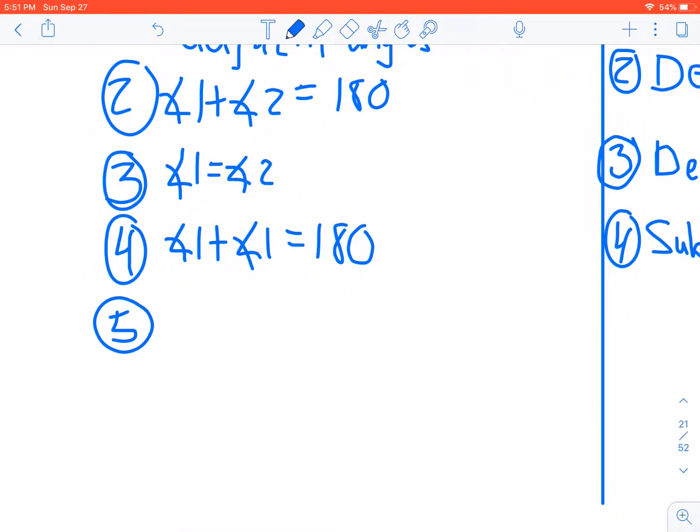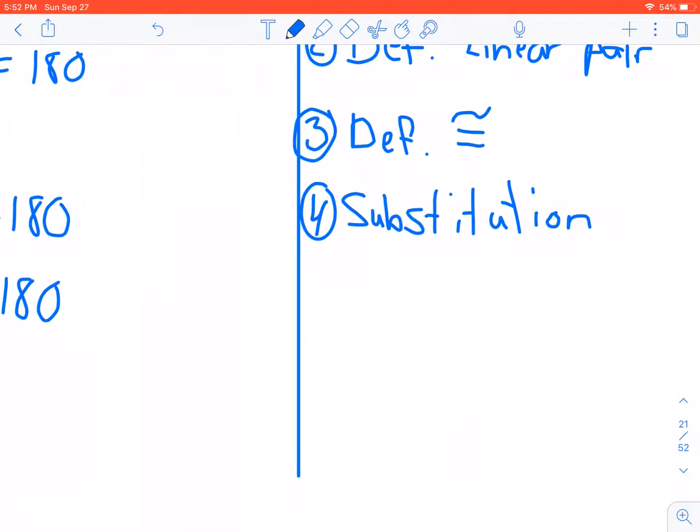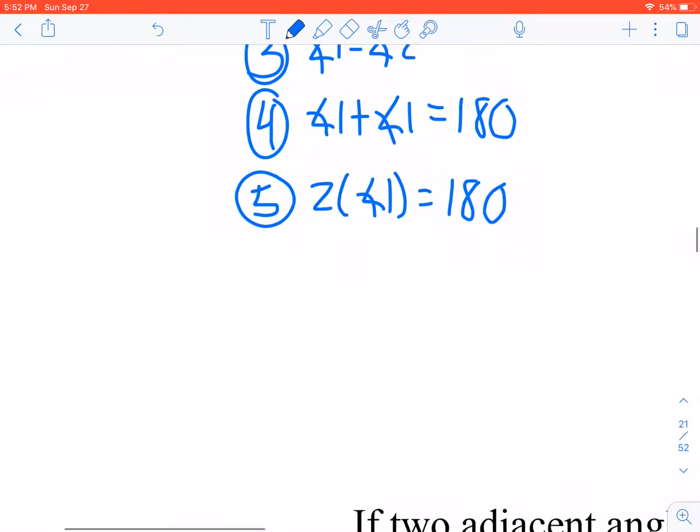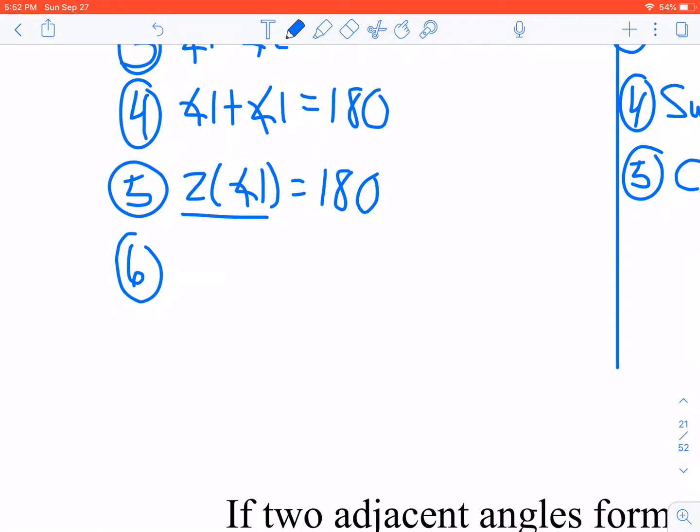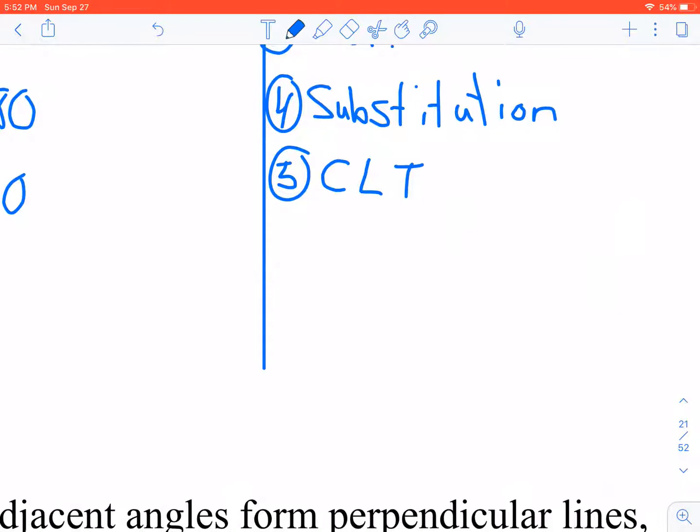Let's do some algebra now. Angle 1 plus angle 1, it's going to be 2 times measure of angle 1 equals 180. I combine like terms, CLT. And in order to get angle 1 by itself, I'm going to divide both sides by 2. So that gets me angle 1 equals 90, by division.